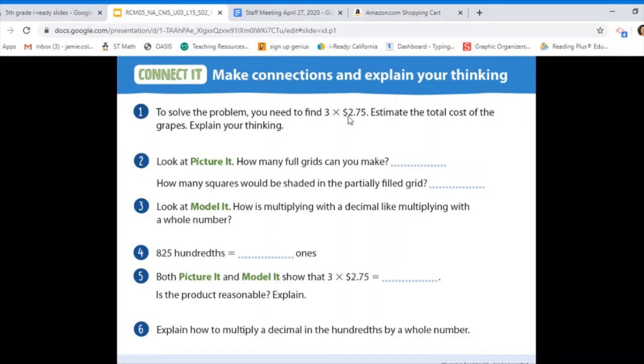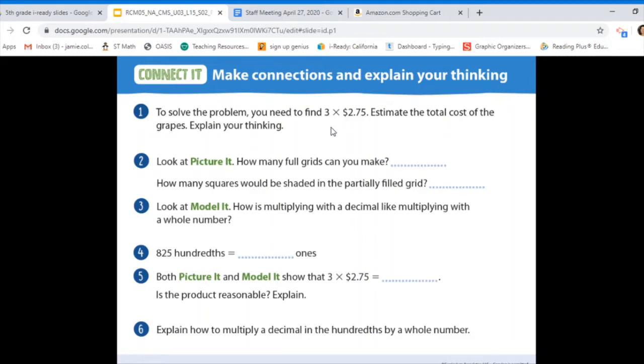So there's lots of different ways you can estimate this. We could say 3 times 2 is $6, and then this is probably going to be like an extra dollar, or 75 cents times 3. So that would be $1.50 extra. So if we have 6 plus another $1.50 at the very minimum, that would be $7.50, and that would get us really close to $8.25. Or we could round $2.75, which is really close to $3, and 3 times 3 is $9. So we could estimate it that way also.